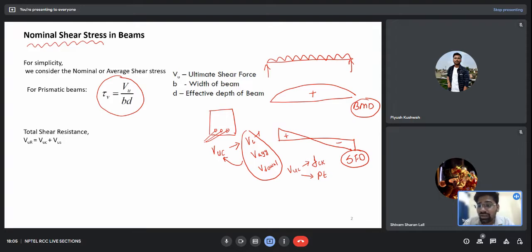Now let's look at the other component. What is the other component? The other one is VUS. So what is VUS? Let me explain this to you. I hope VUC is clear to you all.